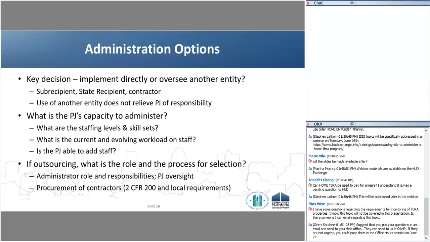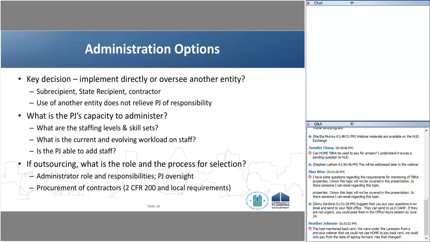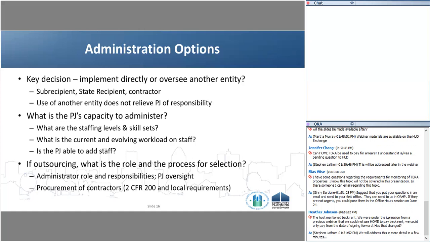So I start with the question that I ask you: does your jurisdiction have adaptive capacity to run this program? And then secondly, is it in-house or is it external? A PJ must decide whether it has the capacity and expertise to quickly stand up and administer the program, or whether it might be more expedient to select another entity, such as a subrecipient, or if you happen to be a state PJ, a state recipient, or a contractor to administer the TBRA program or portions of the program on your behalf.